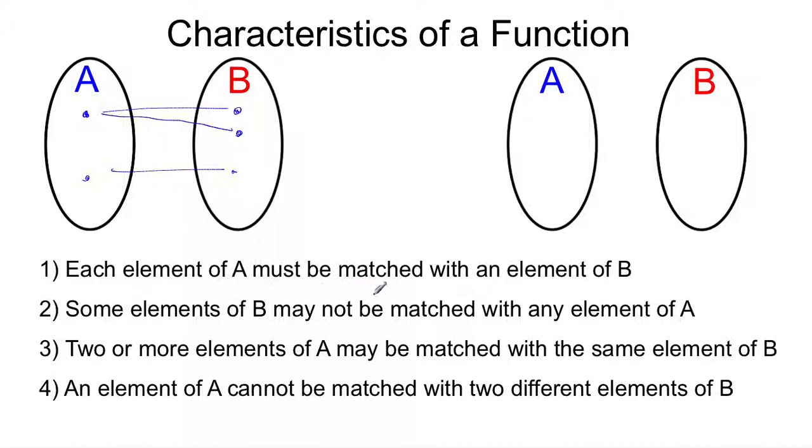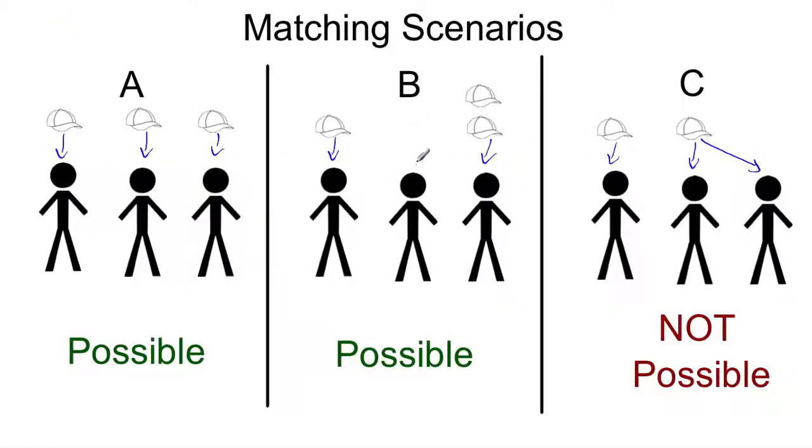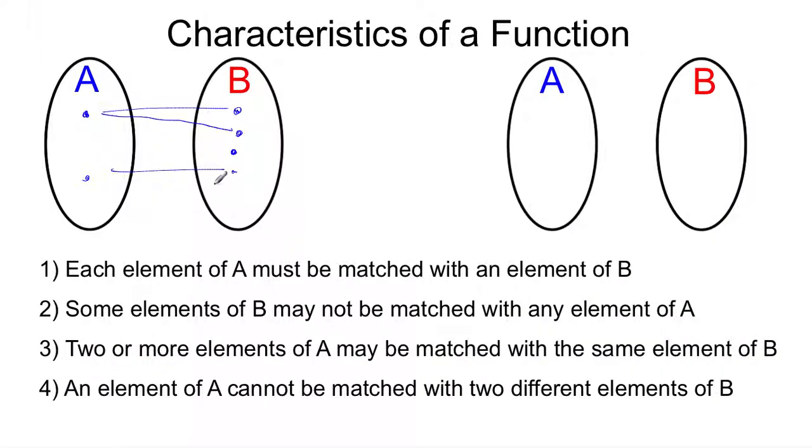Some elements of B may not be matched with any element of A. So there we go. This element in B does not have a match in A. Again, just like the second scenario, this guy here does not have a hat. That's fine. It's still possible, right? Not everybody needs to wear a hat. Not every point in B needs to be matched with something in A.